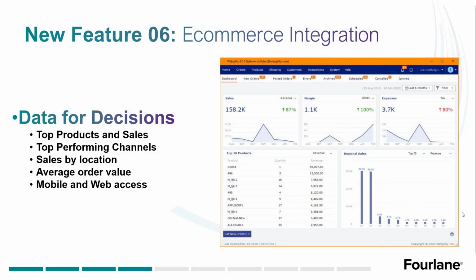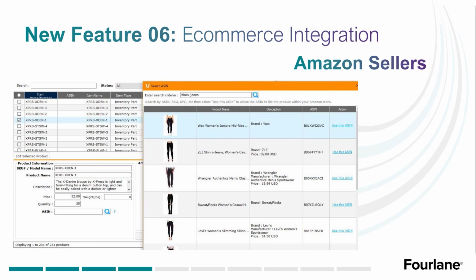Then they do have quite a bit of dashboards that are available as well. So getting you data to make decisions. So what are your top products? Right, what are your top sales? What are your top performing channels? What are your sales by location? See down here, Louisiana and California are super excited about our products. Not so much everywhere else. You see average order values, and you can access this information both on the web and on your mobile devices. Anybody's had to deal with Amazon stores, you can update information in your Amazon stores from within Webgility. Single point of entry.